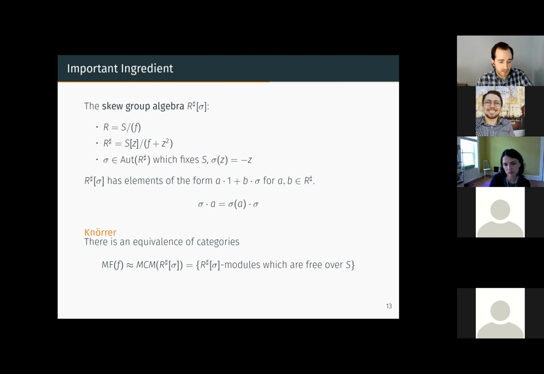This is an important starting point for the theory that he develops. Sorry, MCM modules over a non-commutative ring. We didn't talk too much about MCM modules in the first place, but over a non-commutative ring, it's even a different thing. What should this mean? Well, it turns out the definition is you take R-sharp sigma modules which are free over S. Those are the ones we're going to be looking at. So you have matrix factorizations on the left and a category of modules over some non-commutative ring on the right.